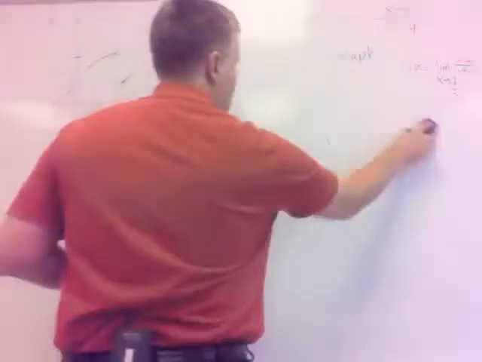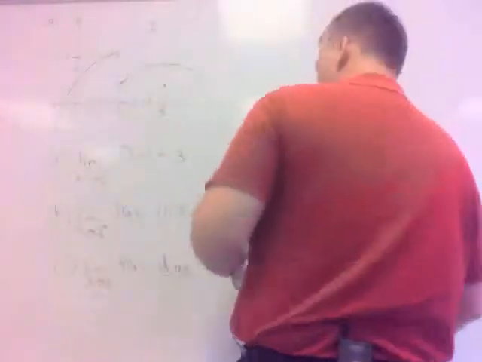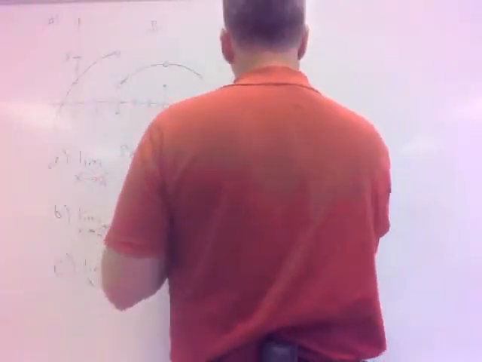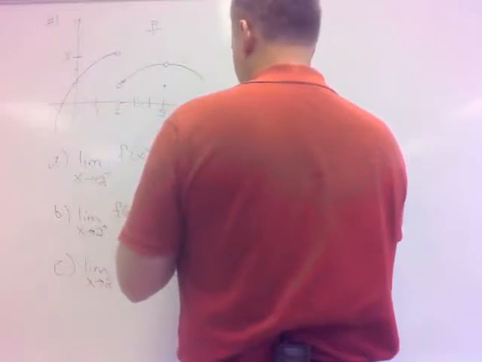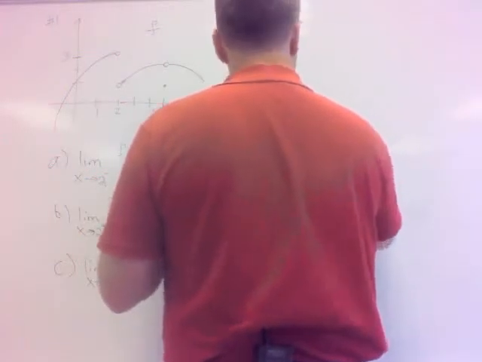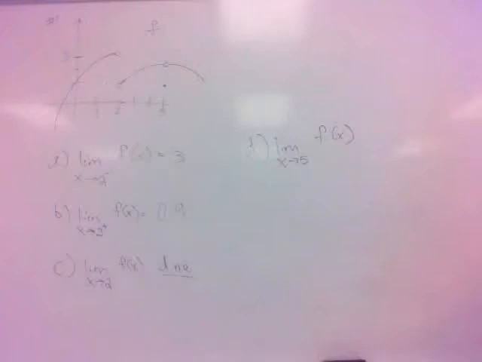Okay, well, let's do another one. D, limit as x approaches 5 of f of x. Okay, this is another tricky one. The limit as x approaches 5 of f of x. What would you say on that one? Anybody just want to guess? Anyone guess 2? 2 would be right.